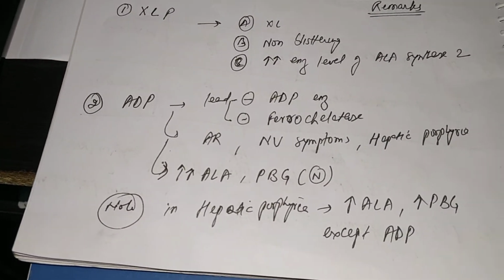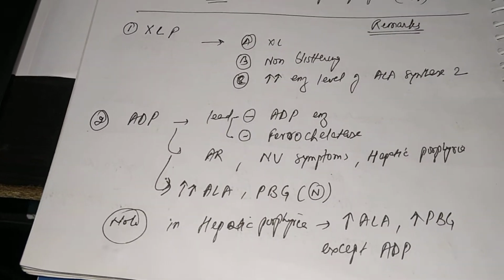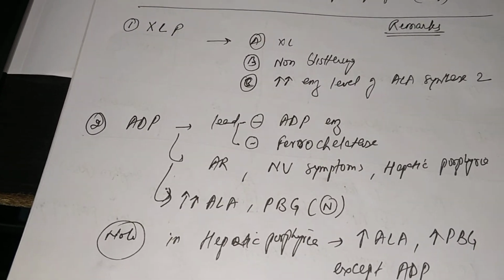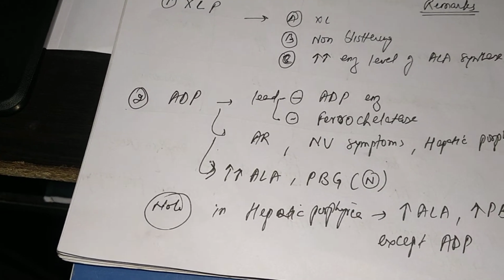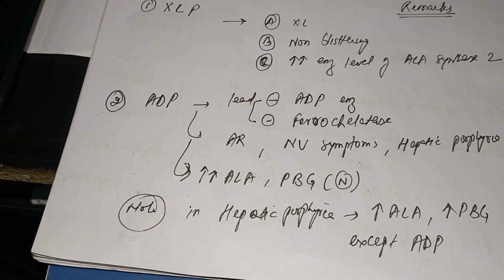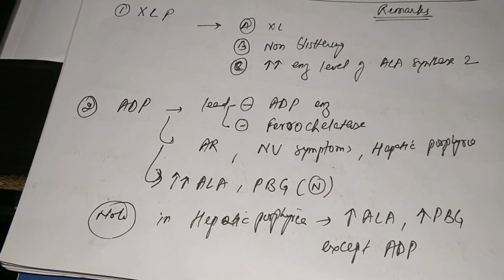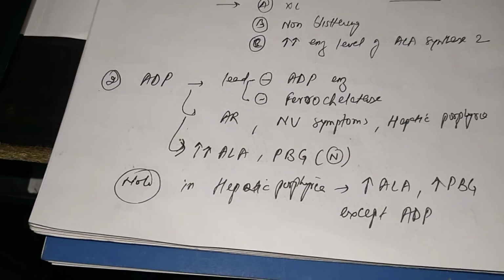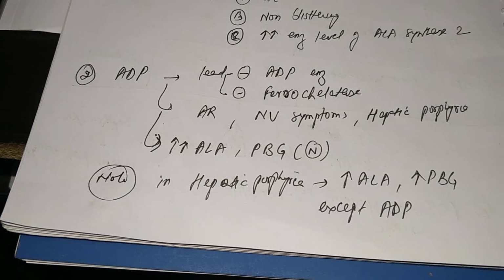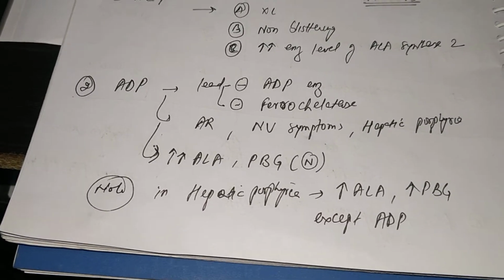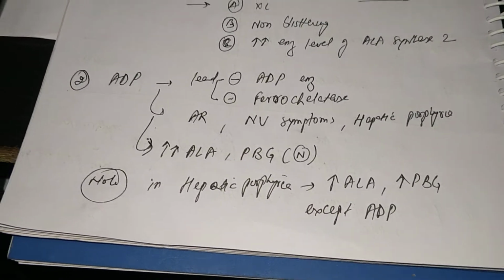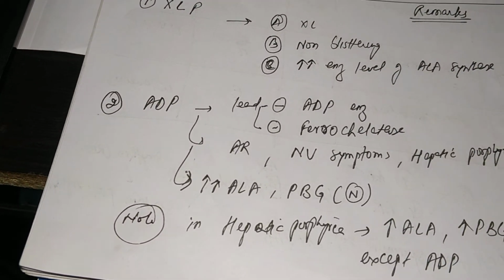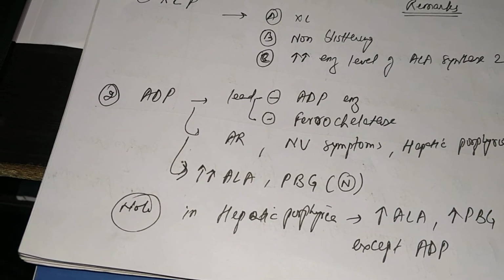Here, sometimes they ask you which element can inhibit the ALA dehydratase enzyme, or which element can inhibit the ferrochelatase enzyme. The answer will be lead. ADP is autosomal recessive, neurovisceral symptoms can be seen, and it is a hepatic porphyria. There will be an increased level of ALA, but the PBG level will be normal. Note, in every hepatic porphyria, ALA level and PBG level will be increased, except in case of ADP. See here, in ADP there will be increased ALA, but the PBG level will be normal.